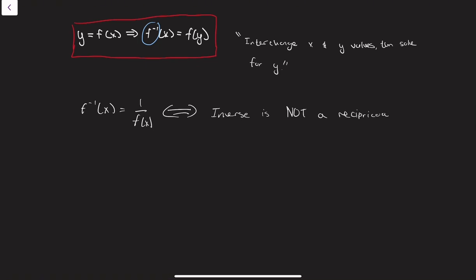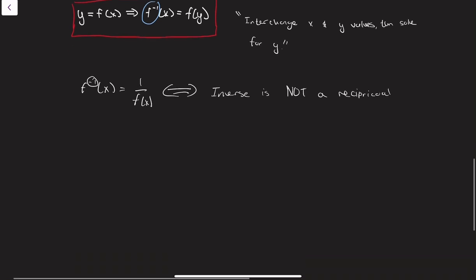A lot of times people get confused with this notation because of this -1 here. What a reciprocal actually looks like is f of x to the -1, so I'm going to put does not equal to. This is equal to 1 over f of x. This is very important to understand because we don't want to mix up the two. An inverse function is not the same as the reciprocal of the original function.